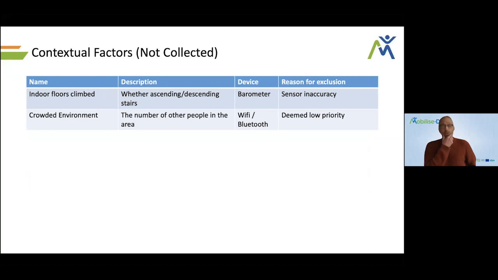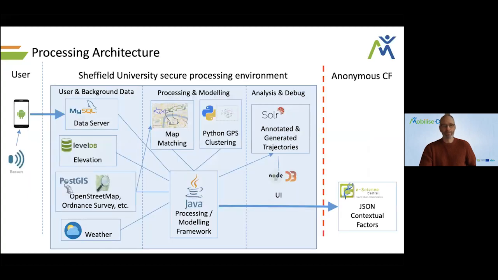We didn't include two of the factors which were deemed low priority, and also the means of collection meant that they were not necessarily going to be collected very accurately. Although we did develop technologies to do these two things, they were not used in practice.